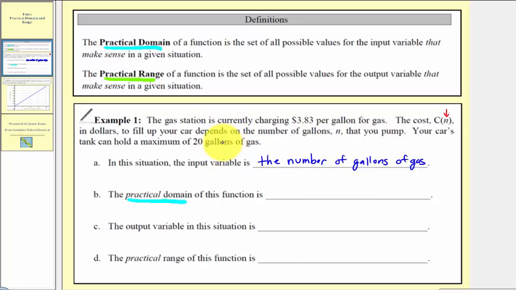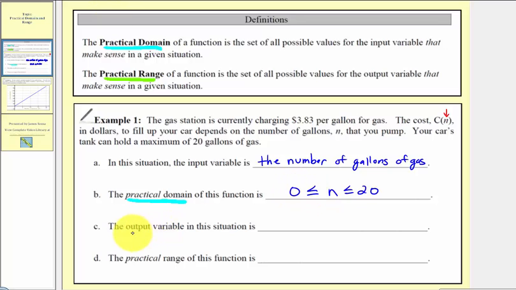Now we want to consider the least amount of gas you could buy. Well, you could buy 0 gallons of gas by not buying any gas at all. And of course, you could buy any amounts of gas between 0 and 20 gallons. And therefore, the practical domain would be N must be less than or equal to 20 and greater than or equal to 0.